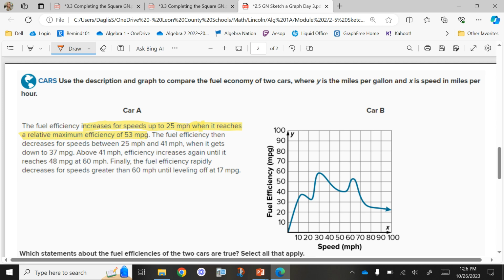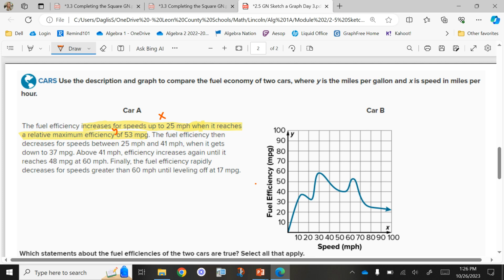So my speed is my X, and my efficiency is going to be my Y. So it's going to increase until it reaches the point 25, 53. Is anyone confused on where I just got that from? No. Okay. It says increases, so we know we're going up.